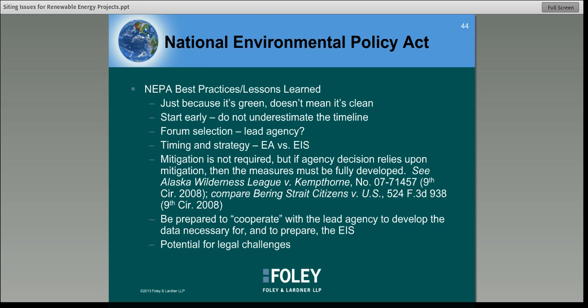Another factor to consider is to be prepared to cooperate with the lead agency. And I have cooperate in quotes here because cooperate actually generally means that you're going to be providing a lot of the data and possibly some of the actual written work product of what will go into the EIS. Federal agencies have limited budgets, limited staff, and a lot on their plate. And oftentimes, project proponents end up being very actively involved in preparation of the EIS to just keep things moving forward.